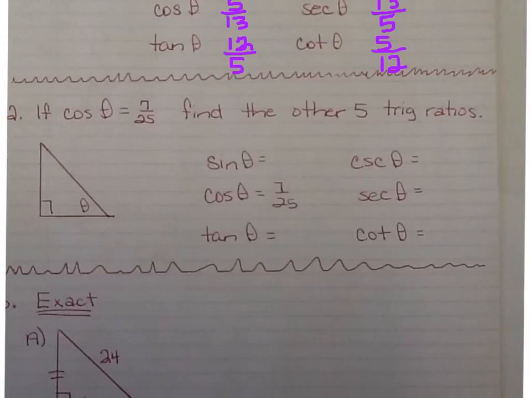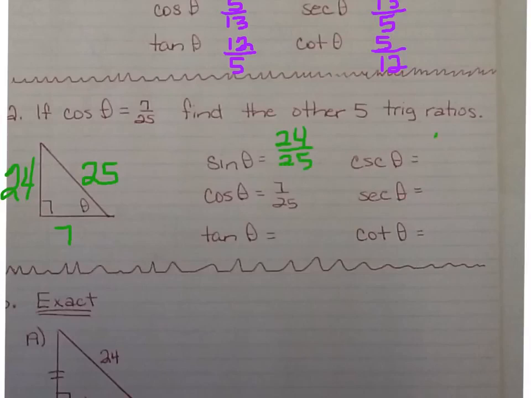So cosine is CAH, adjacent over hypotenuse. So that means the adjacent piece is 7, and the hypotenuse is 25. Now, you can do the Pythagorean theorem here, or also this is a special right triangle. So this piece over here is 24. And now we have to do the other 5 trigonometric ratios. So sine is opposite over hypotenuse, so that's 24 over 25.